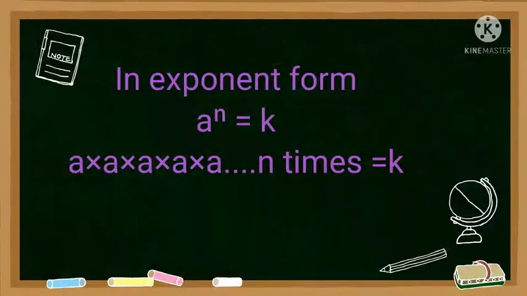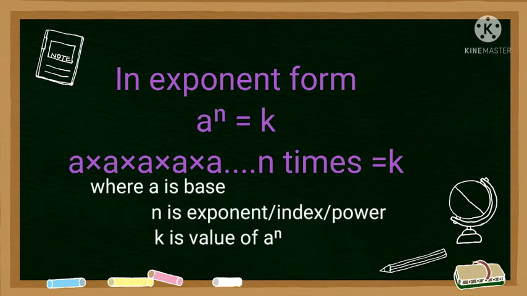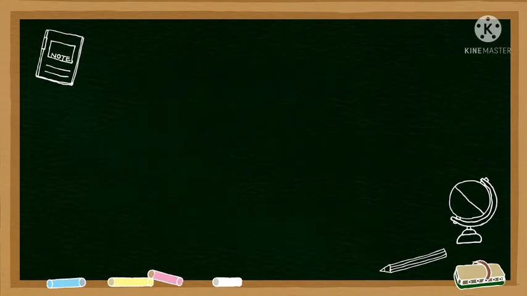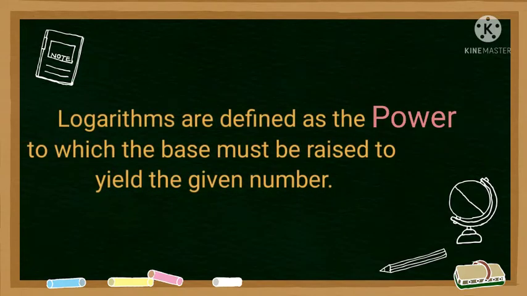Now revising exponents, a to the power n equal to k can be written as a into a up to n times equals k, where a is the base, n is the exponent, and k is the value of a to the power n. Now logarithms are defined as the power to which the base must be raised to yield the given number.